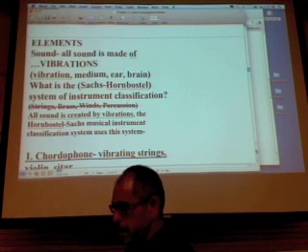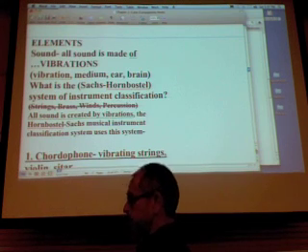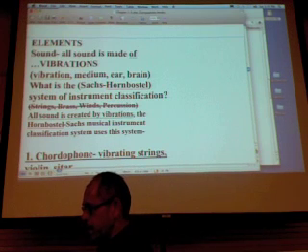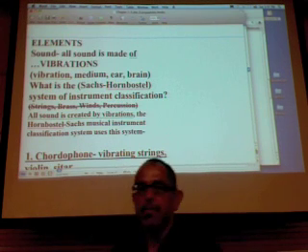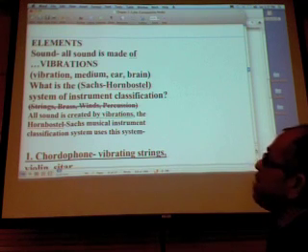So the reading in your reader goes from page 1 to top of page 13. So those are the things we're going to be covering today. First of all, let's talk about the world of sound. All sound begins with a vibration.